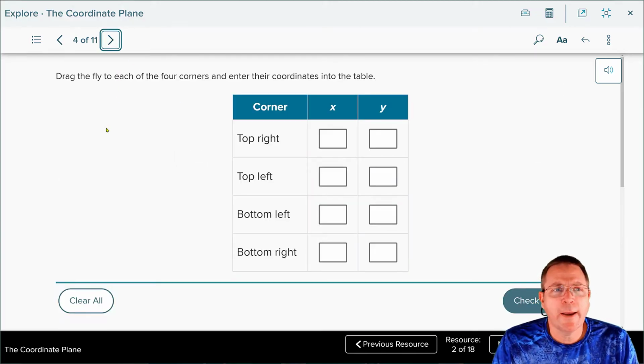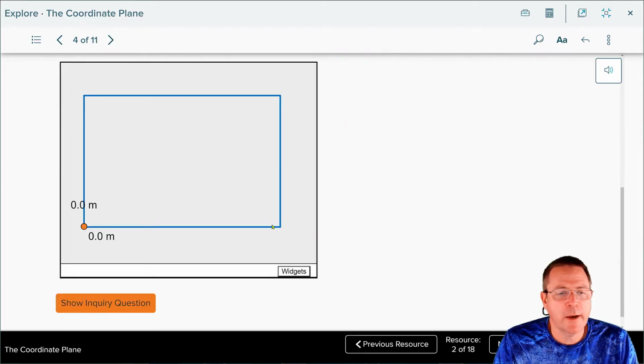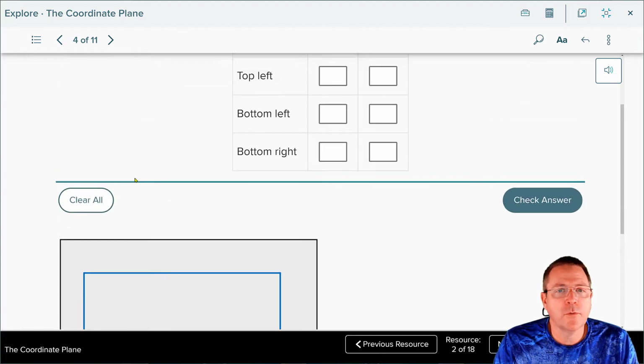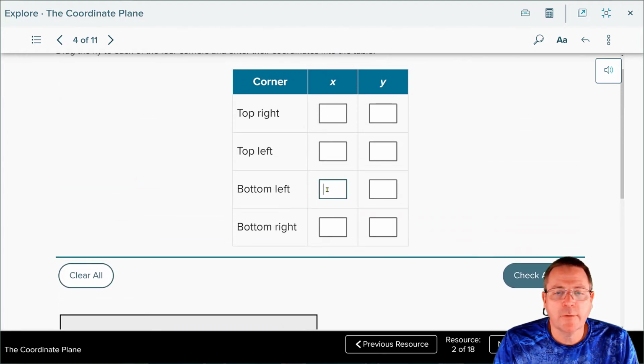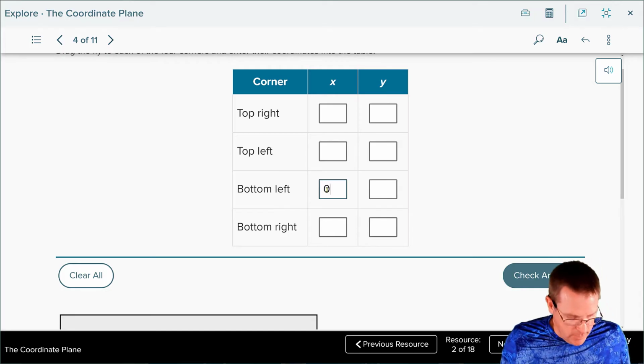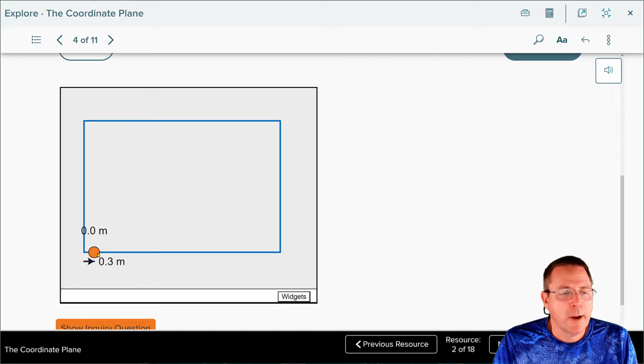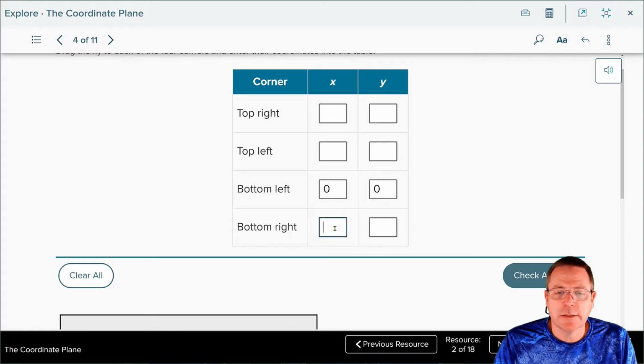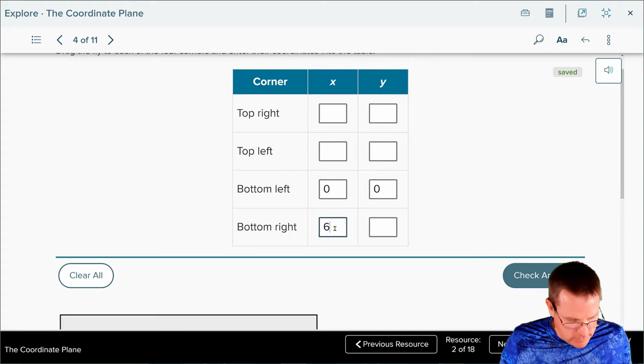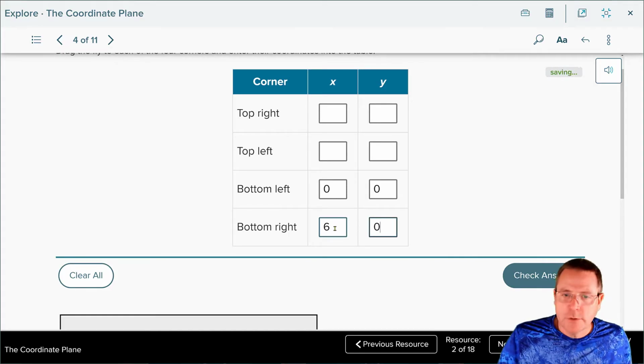Now they want us to drag the fly to each of the four corners of the coordinate plane they have here, and then log the coordinates in the table. Remember, your x is going to be your horizontal, your y is going to be your vertical. Let's start off with the bottom left, since it's there already, and the bottom left has both of those listed as 0.00. Now if we drag our fly over to the bottom right, what do we have? We have 6, 0. So our x value is 6, our y value is 0.